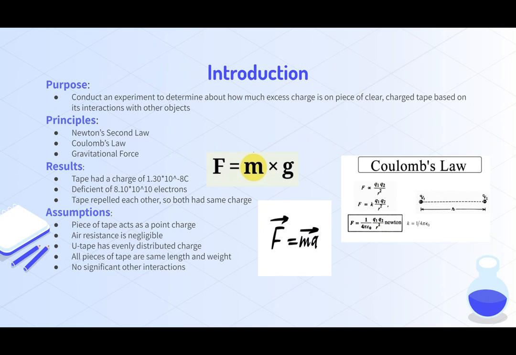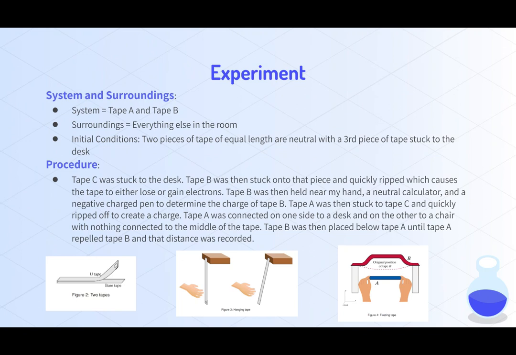So for the experiment, the system was tape A and tape B. The surroundings were everything else in the room, and the initial conditions are two pieces of tape that are equal length and are neutrally charged, and a third piece of tape that's stuck to the desk.